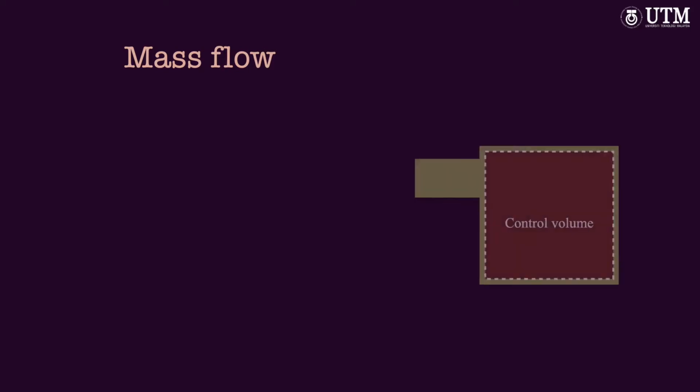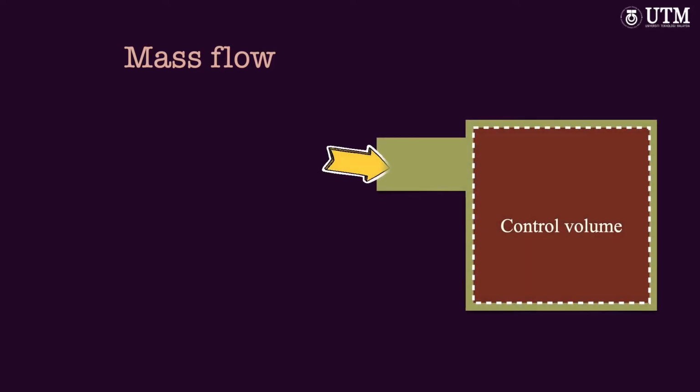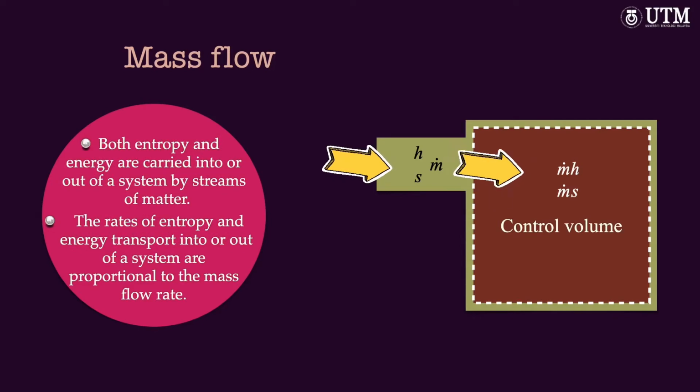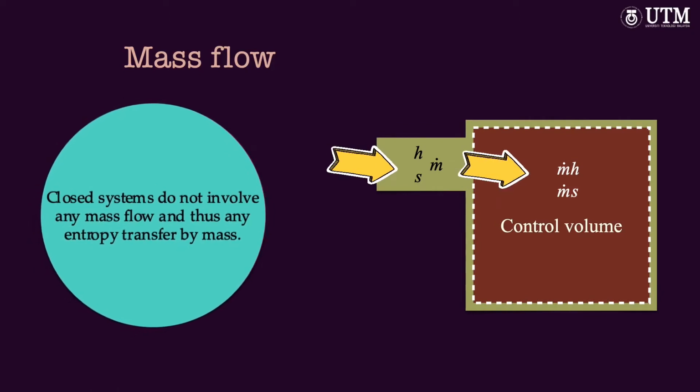The mass contains entropy and energy. The contents of entropy and energy of a system are proportional to the mass. Both entropy and energy are carried into or out of a system by streams of matter. The rates of entropy and energy transport into or out of a system are proportional to the mass flow rate. Closed systems do not involve any mass flow, and thus any entropy transfer by mass.